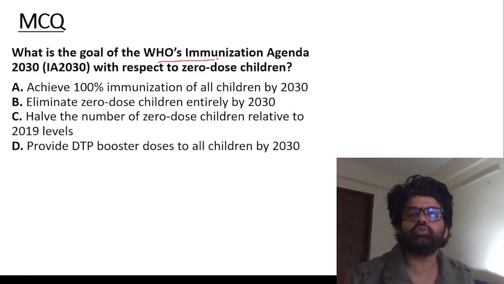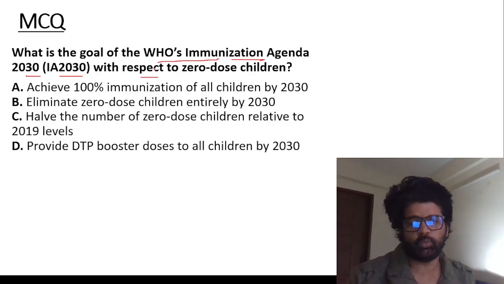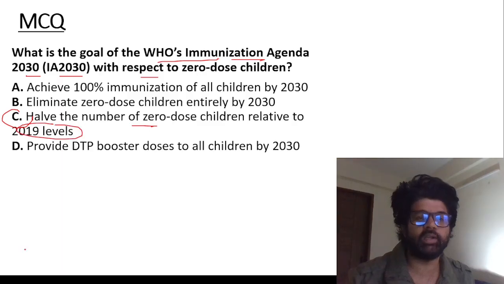What is the goal of WHO's Immunization Agenda 2030 with respect to zero dose children? Half the number of zero dose children relative to 2019 levels.